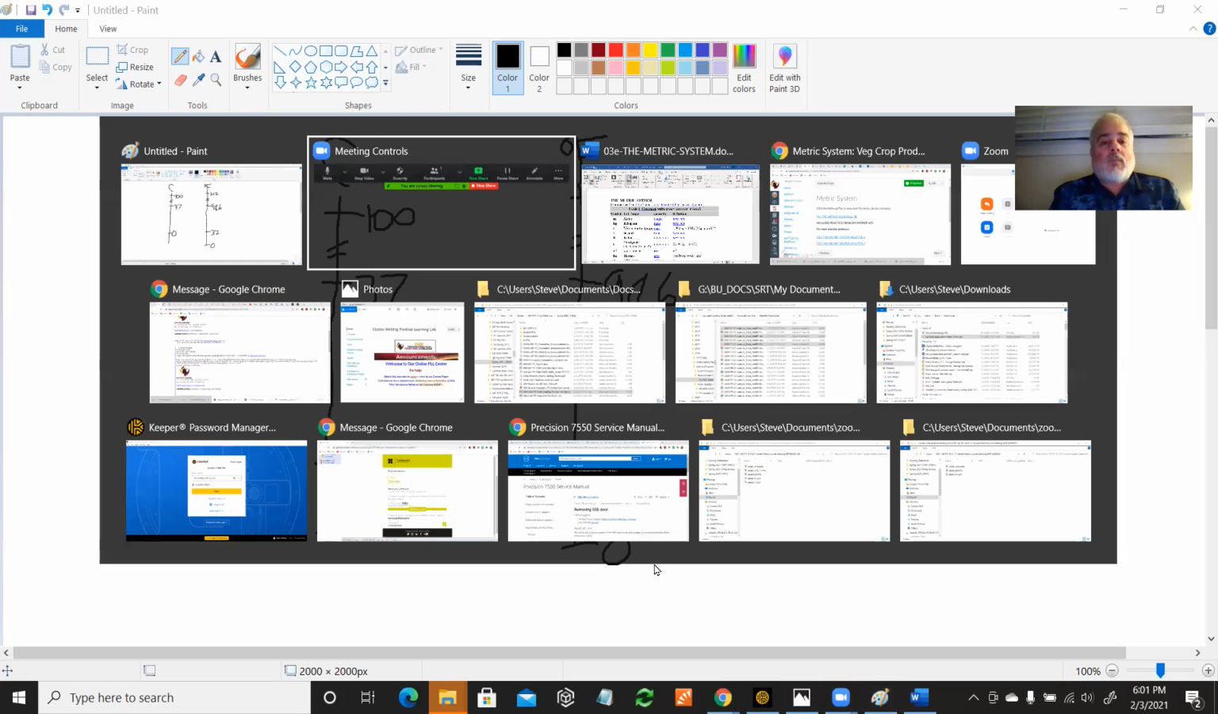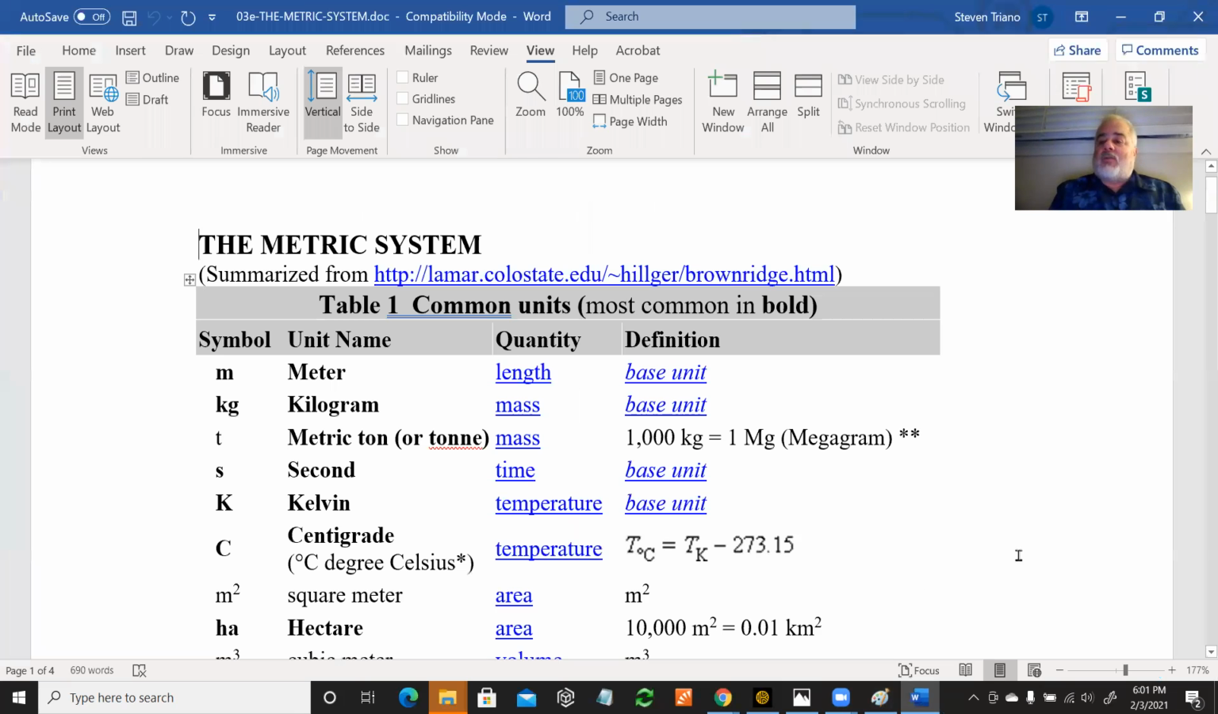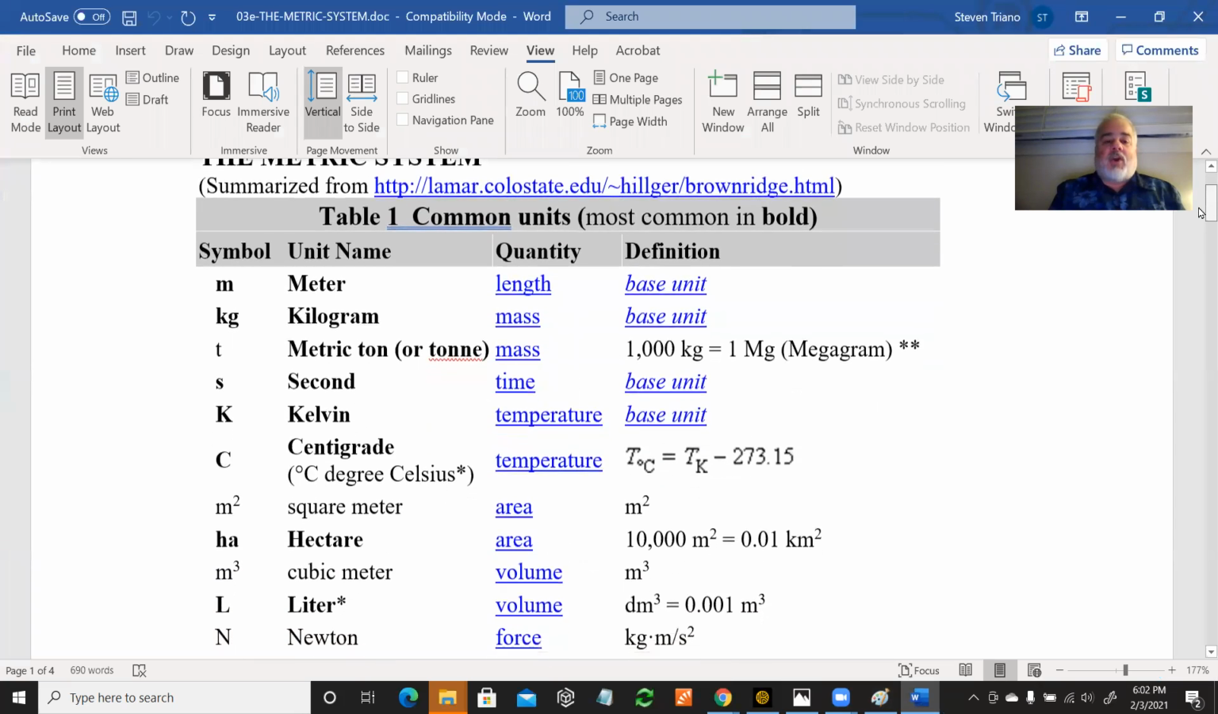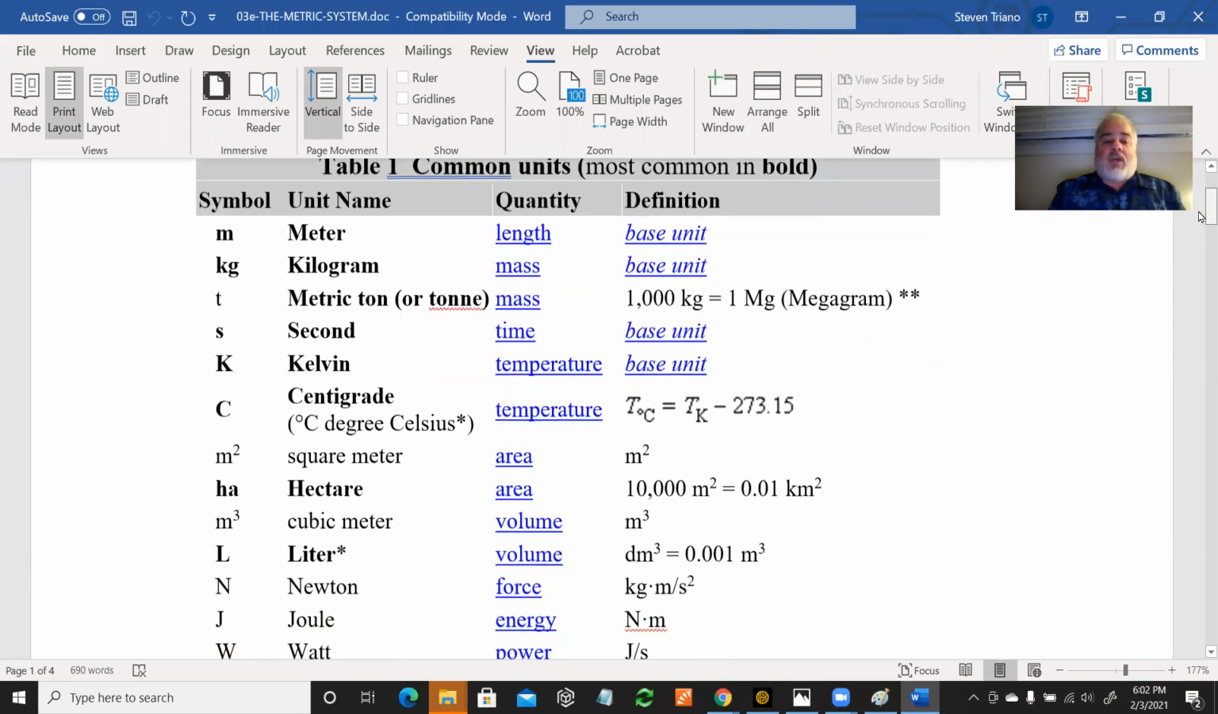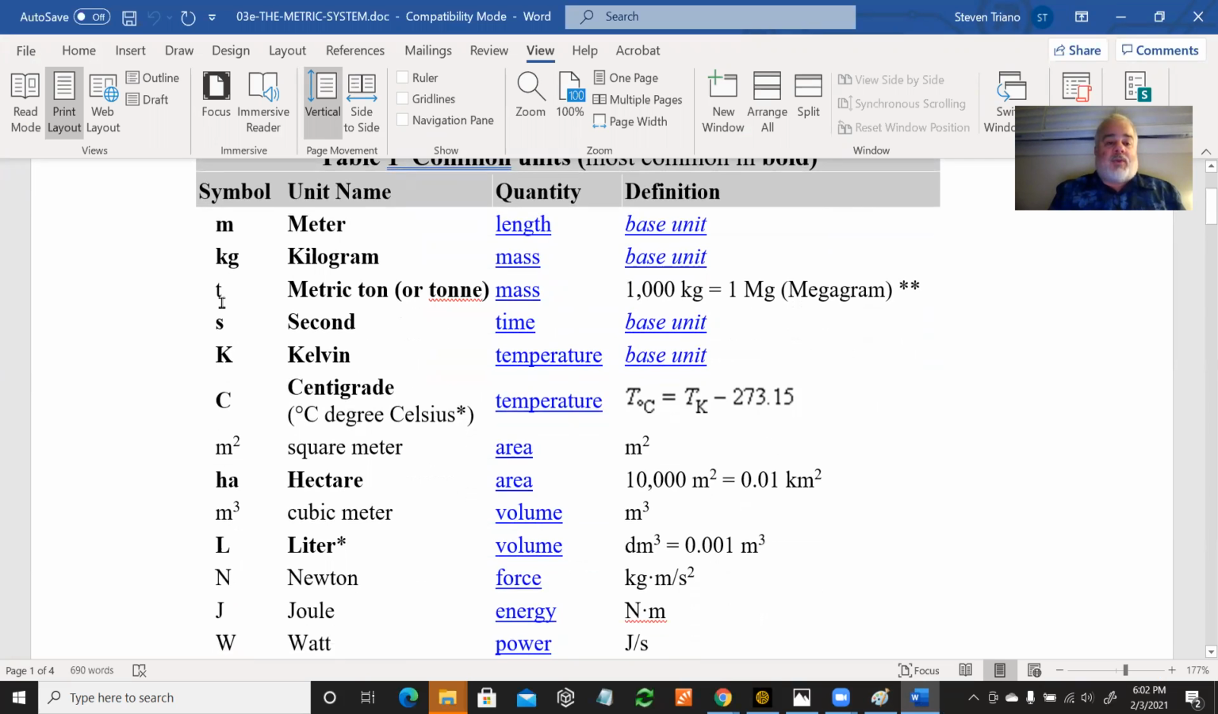Okay, so let's go back to that document that is on Canvas, the first thing you get. And the first thing about the metric system here is the basic units and the symbols. And you'll notice that capitalization counts. Meters, a measure of length. Kilograms, a measure of mass, or grams. Metric tons for measuring large things. That's equal to 1,000 kilograms. Seconds are recognized as metric.